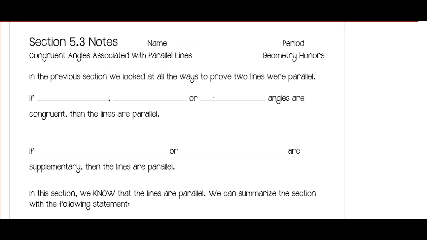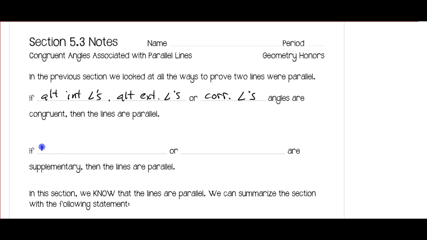So in 5.2, we were trying to prove lines parallel. This time we know the lines are parallel. So let's just review the previous section. We looked at all the ways to prove two lines were parallel. So if alternate interior angles, alternate exterior angles, or corresponding angles are congruent, then we can prove the lines are parallel.